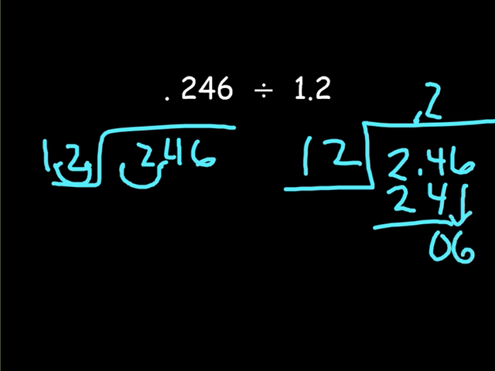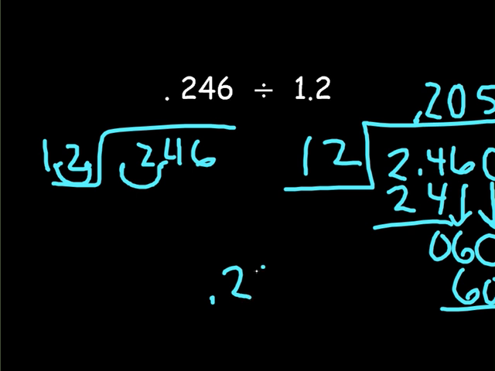12 does not go into 6, and this is where a lot of mistakes are made. Since 12 does not go into 6, you have to put a 0 up on the top in your quotient. You can add another 0 without changing the number. Bring the 0 down. Now you have 60. 12 does go into 60 5 times, so 5 times 12 is 60. Done. Your answer is 205 thousandths.